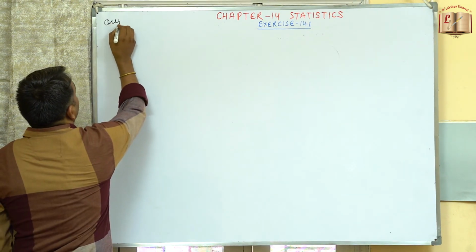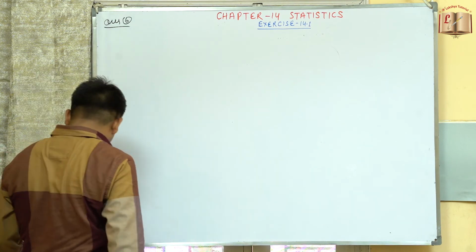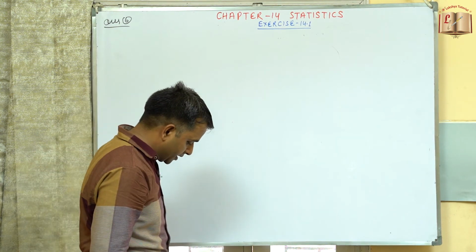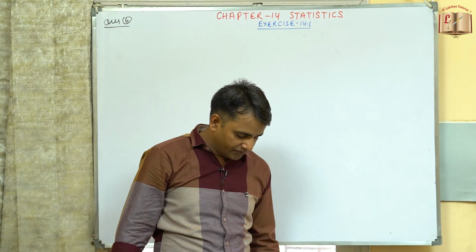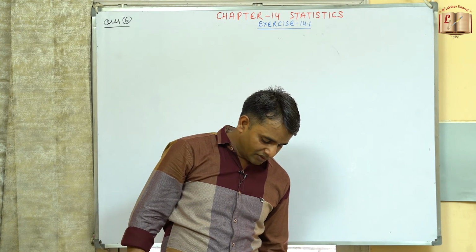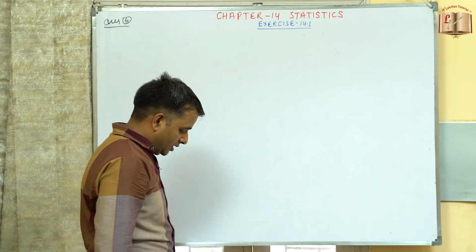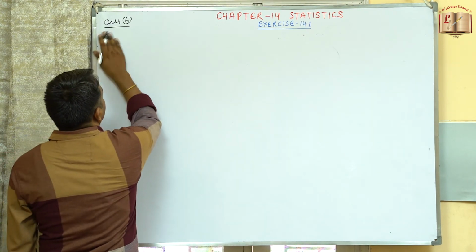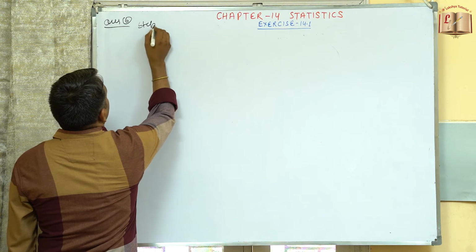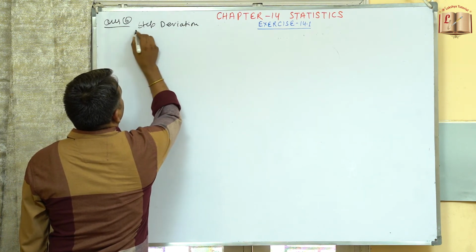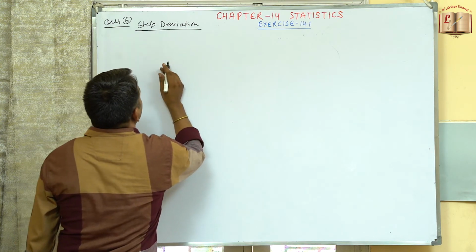So coming to question number 6th. The table below shows the daily expenditure on the food of the 25 households in a locality. Find the mean daily expenditure on the food by the suitable methods. So again, we'll use the step deviation method. Step deviation method we are using it.